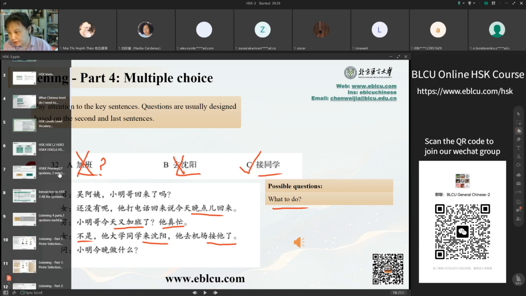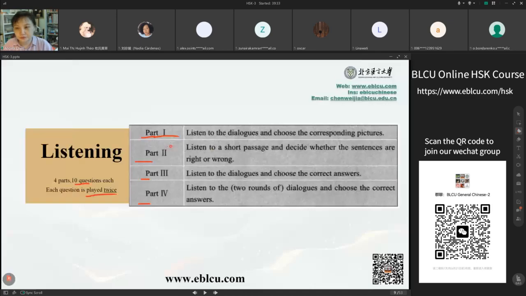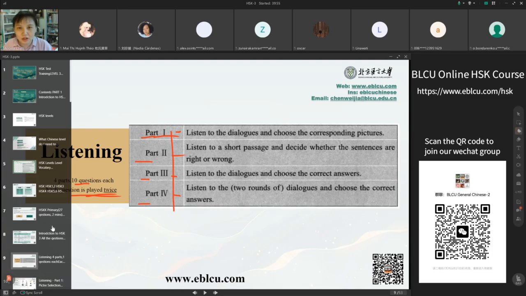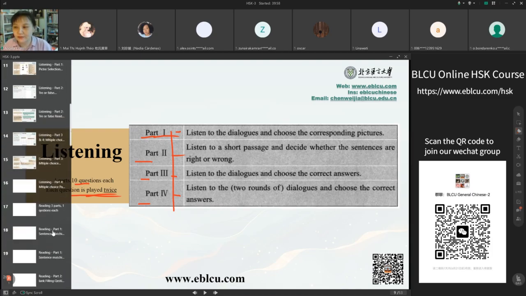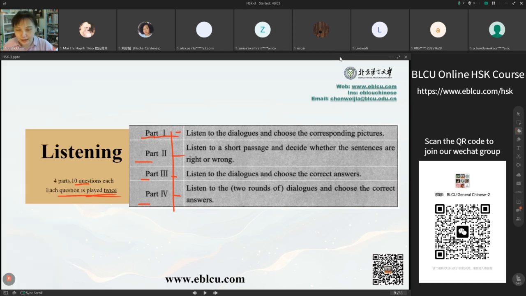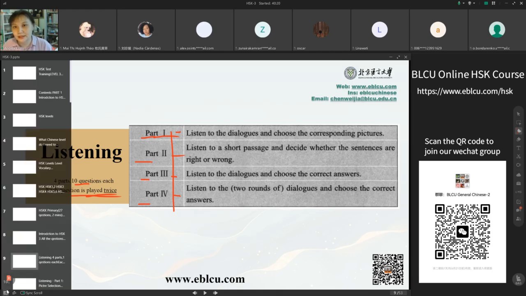So let's go back here. 4 parts. Each question played twice. Number 1 is picture. Number 2 is true or false. Number 3 and 4 is multiple choices. Okay, so each question is played twice. Very important to catch up the keywords for this part. Find out the keywords. And also, when you get the test paper, quickly go through the thing on the test paper, like before they play the recording, so you can predict what they will ask later. And while you are hearing it, you can find out the key information in the recording matches the answer.